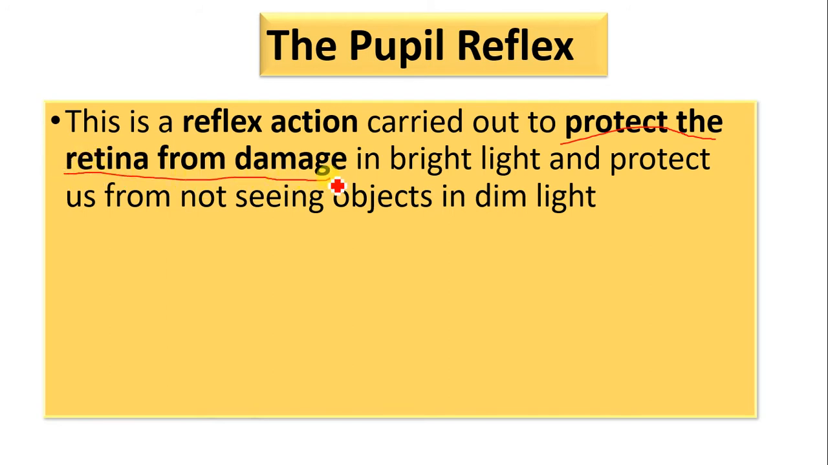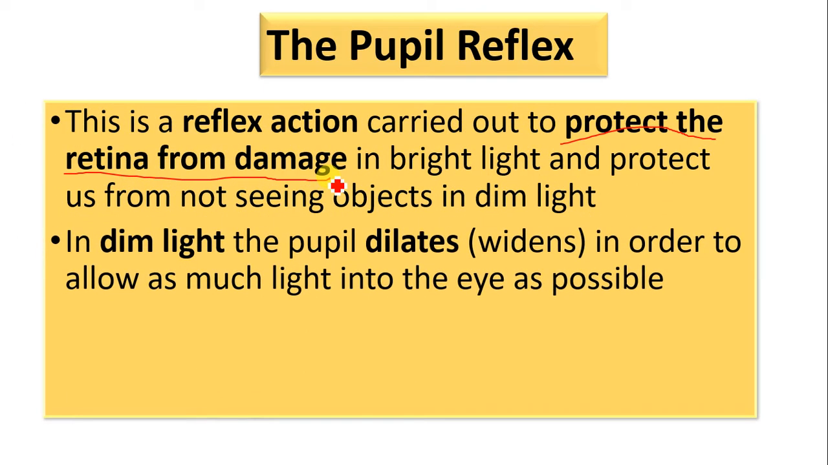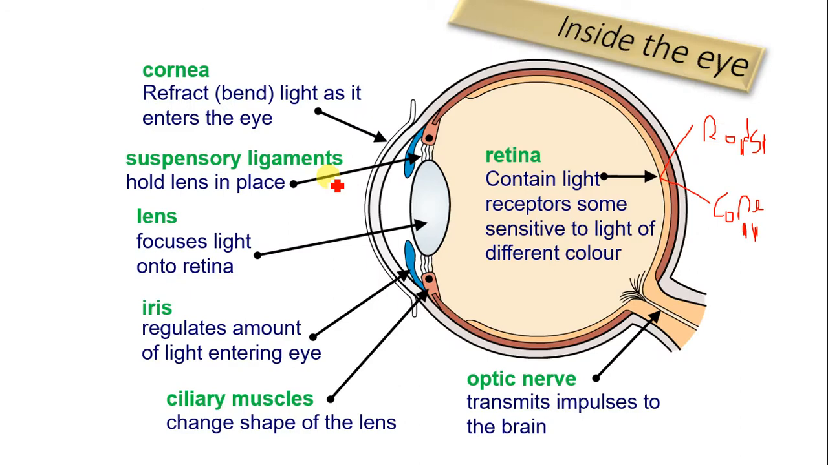Now, it protects us in bright light and also helps us see objects in dim light. So you see, in dim light, the pupil dilates. That is, it becomes larger, it widens. In dim light, that's in the absence of light. If you walk into a dark room, what will happen to your pupil is that it will dilate to become larger in size. Now, quickly, this here is the pupil. I think this part forms the pupil. So we'll look at it shortly.